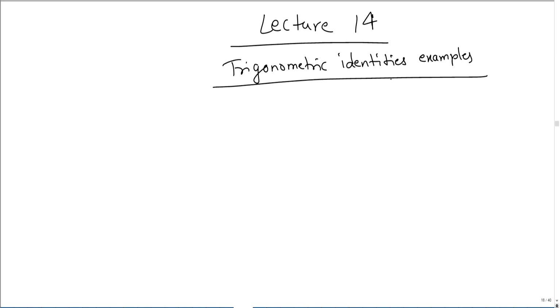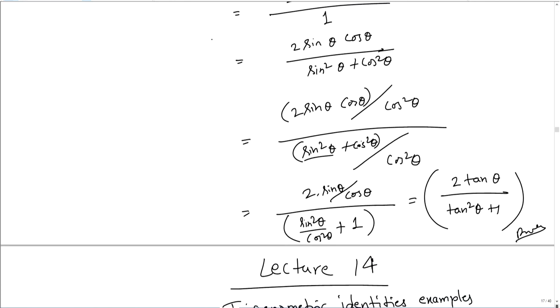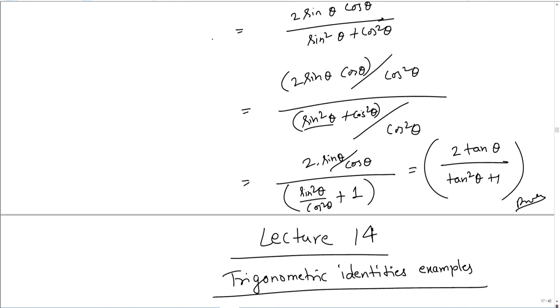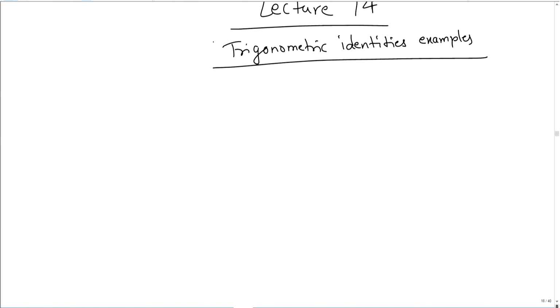One of the identities that we proved in the previous lecture is sin 2 theta equals 2 tan theta divided by 1 plus tan square theta. Now, similarly, there is an identity for cos 2 theta. This time, rather than proving the identity, let us derive cos 2 theta in terms of tan square theta and see what we get. So, we want to express cos 2 theta in the form of tan square theta. Let us try to do this.